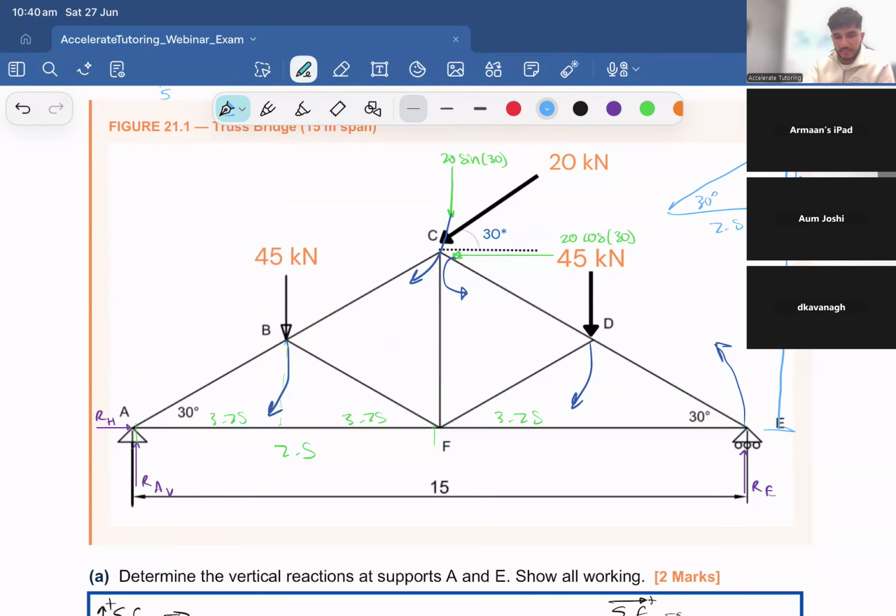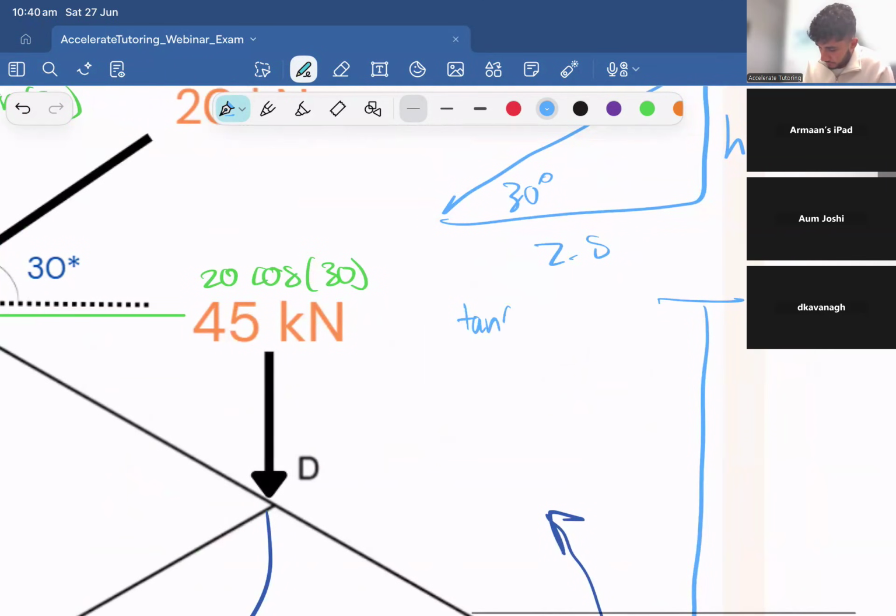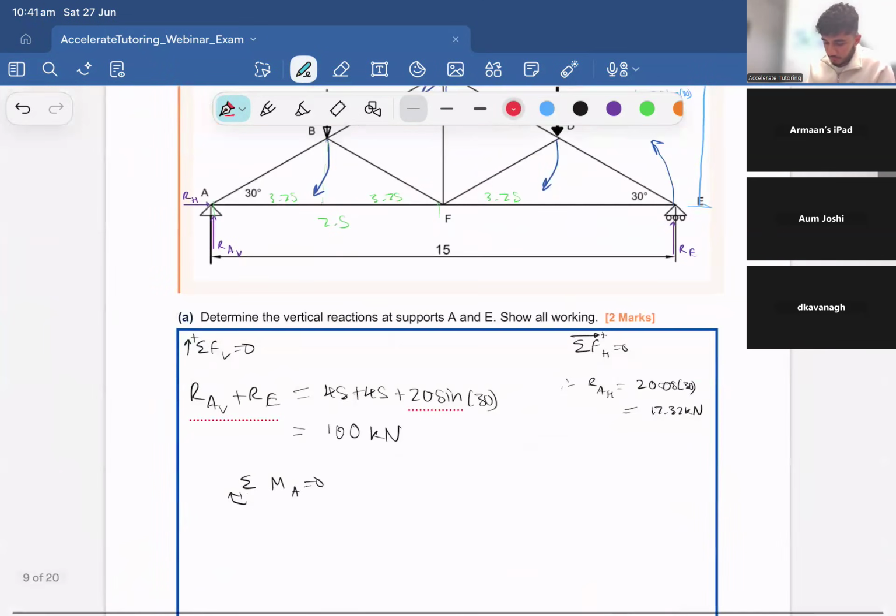What trig function? Tan, excellent. So we say tan 30 is h over 7.5. Therefore, h is just 7.5 tan 30. Now we have everything we really need.